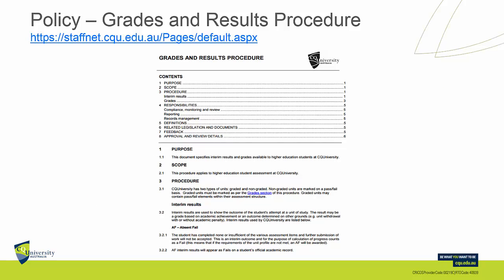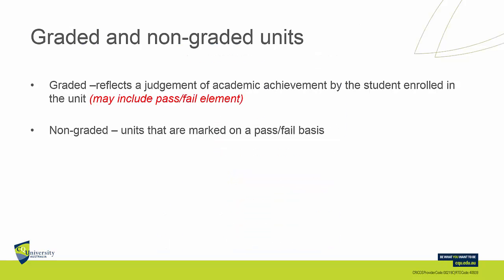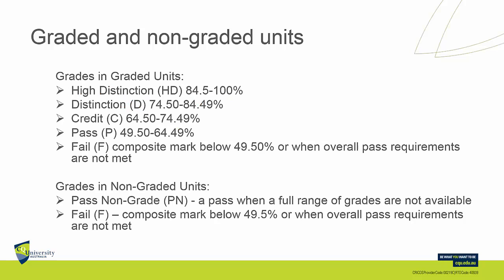It's important to familiarise yourself with the university's grades and results procedure, which can be accessed via StaffNet and is publicly available to students on the CQUniversity website. CQUniversity has two types of units, graded and non-graded. It's important to ensure when finalising grades that all conditions included in the unit profile, for example minimum marks and pass-fail components, have been applied correctly.